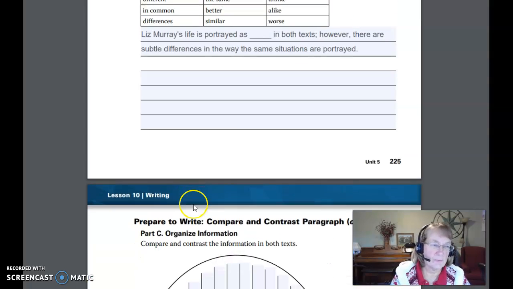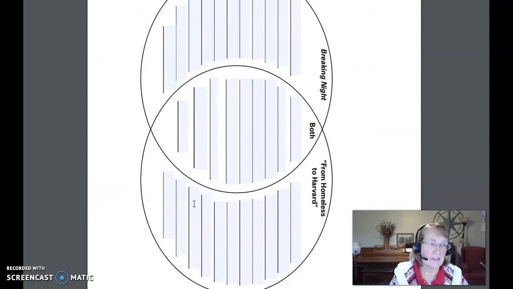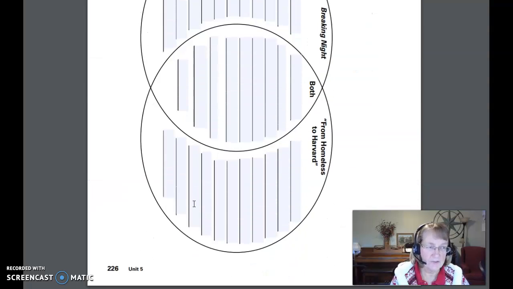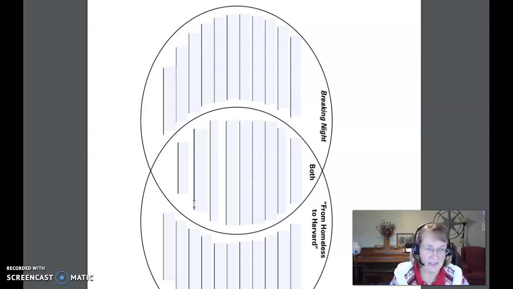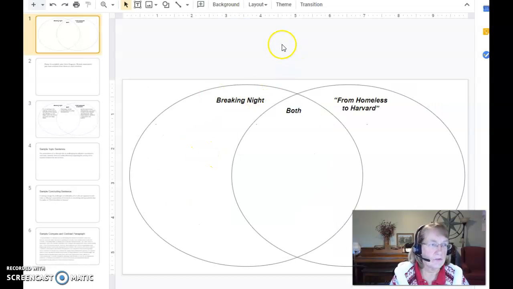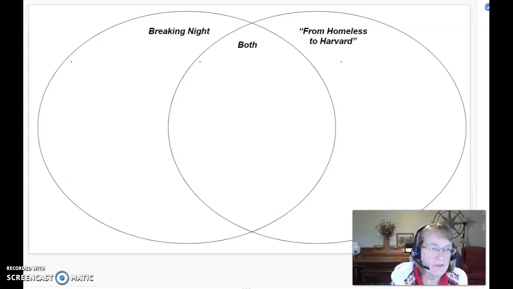So the next step will be to look back into the text, and you've got on page 226 in your workbook, you've got a Venn diagram. Because it's the wrong direction, I've got it set up in a different place. So let's jump over here. Okay, so here we are with a Venn diagram.